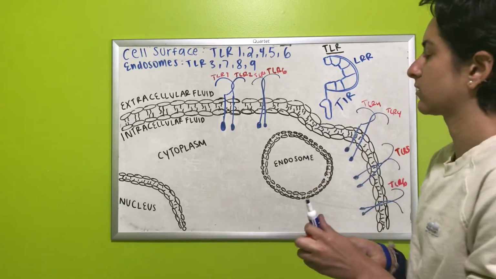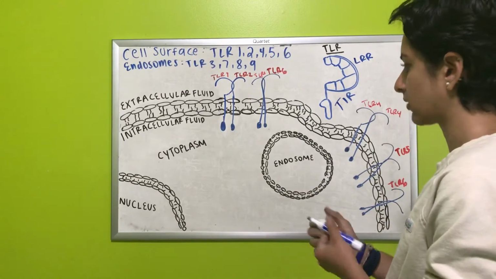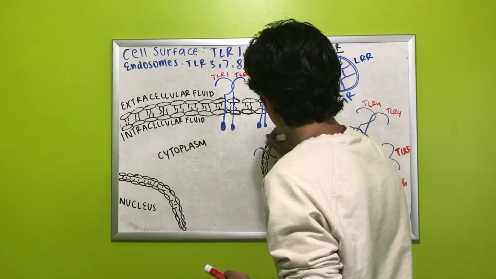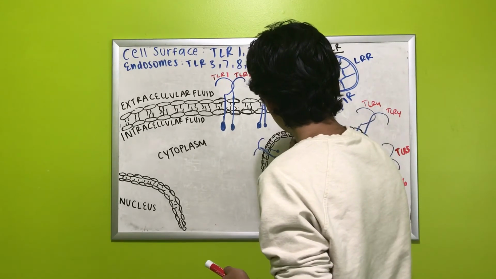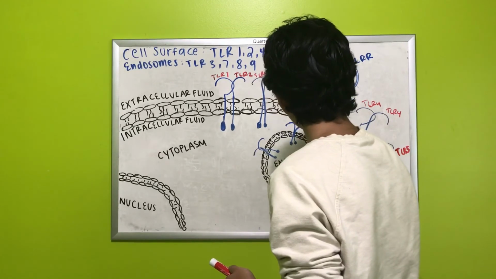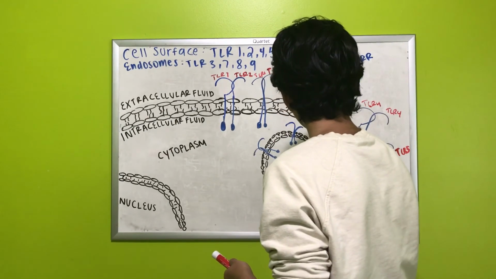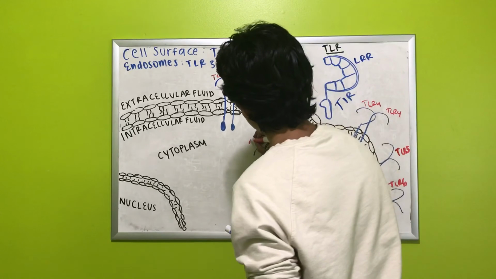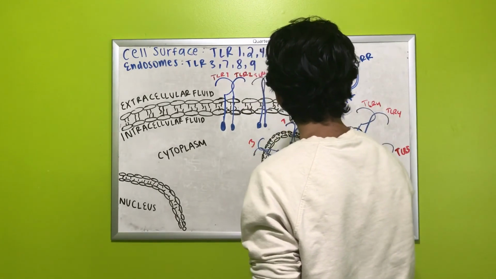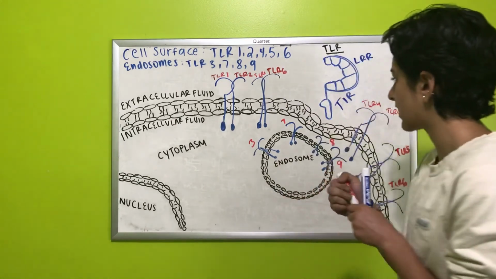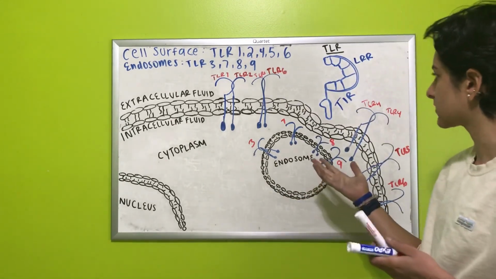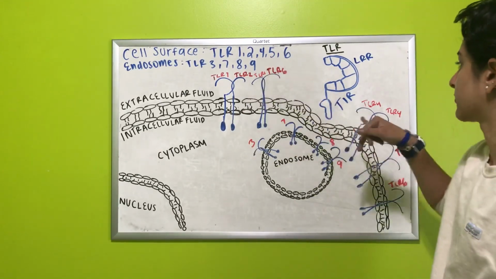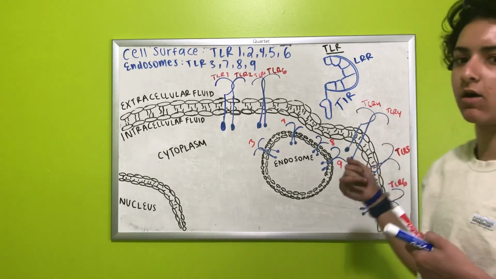Then the intracellularly located toll-like receptors also form homodimers. So we'll have 3, 7, 8, and there's 9. So 3, 7, 8, 9 are located intracellularly on the walls of endosomes. And once again, TLRs 1, 2, and 6 form heterodimers, while the rest, upon binding their ligand, will form a homodimer with themselves.